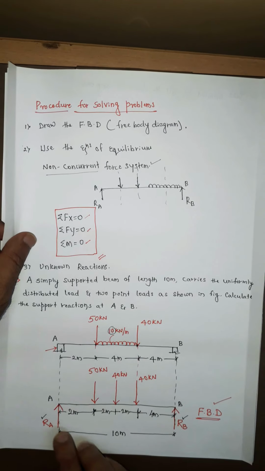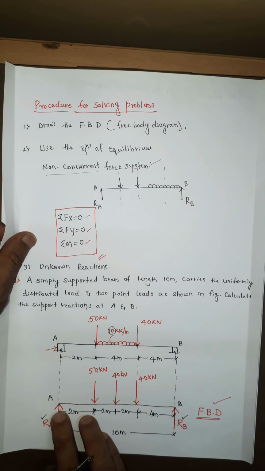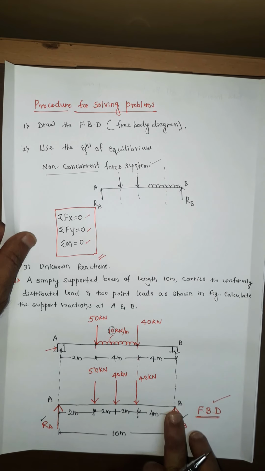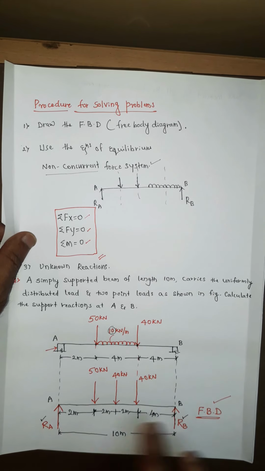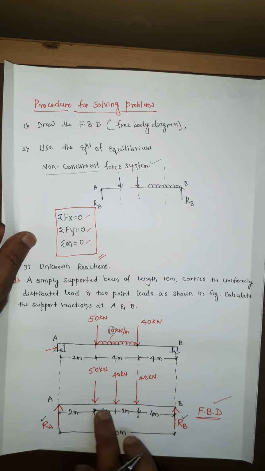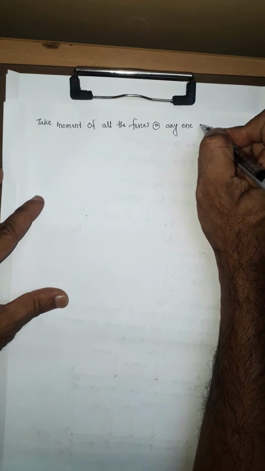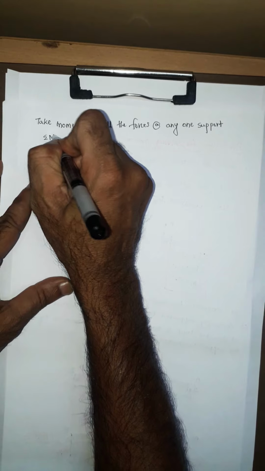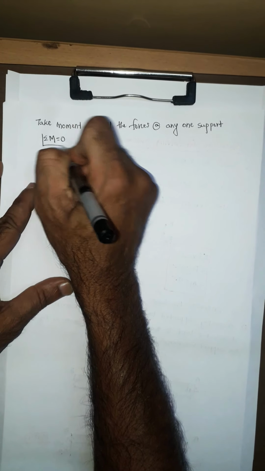In this case, either moment about A is equal to 0, or you can take moment about B is equal to 0. Any one support, not at the point loads. At any one support you are going to take a moment. Moment of all the forces about any one support, and use the equation summation M is equal to 0.